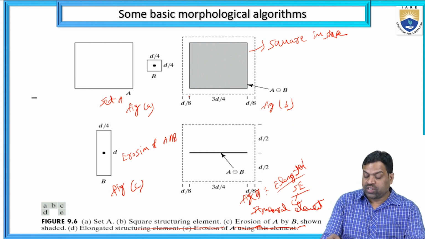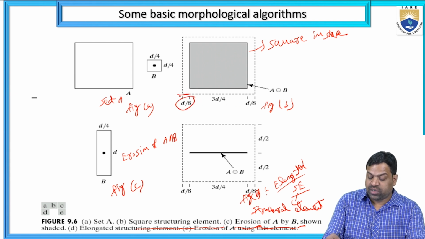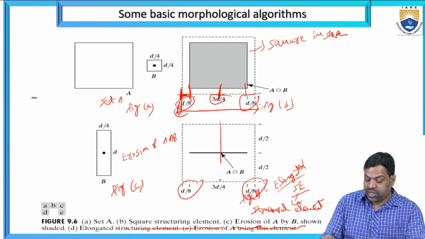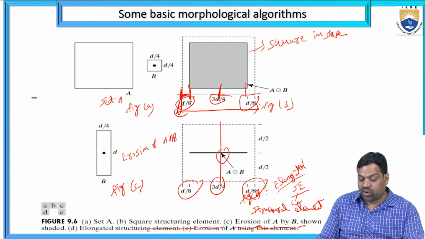So when I am going to the square shape, what are the divisions? First one d by 8, from here to here. Then from this one to the middle point, 3d by 4. From this one to the end, d by 8. So starting to ending is d by 8, 3d by 4, d by 8. The middle one is 3d by 4. Okay, it is the intersection of B, A erosion or A eroded by B.